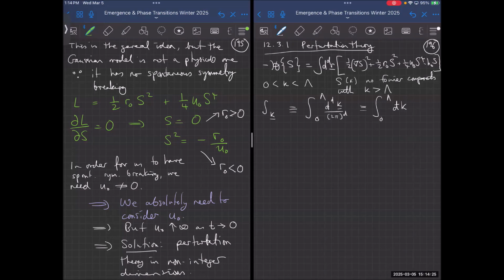Okay, all right. So now why is this a problem? The technical problem that we have to solve is this. The Gaussian theory was easy.